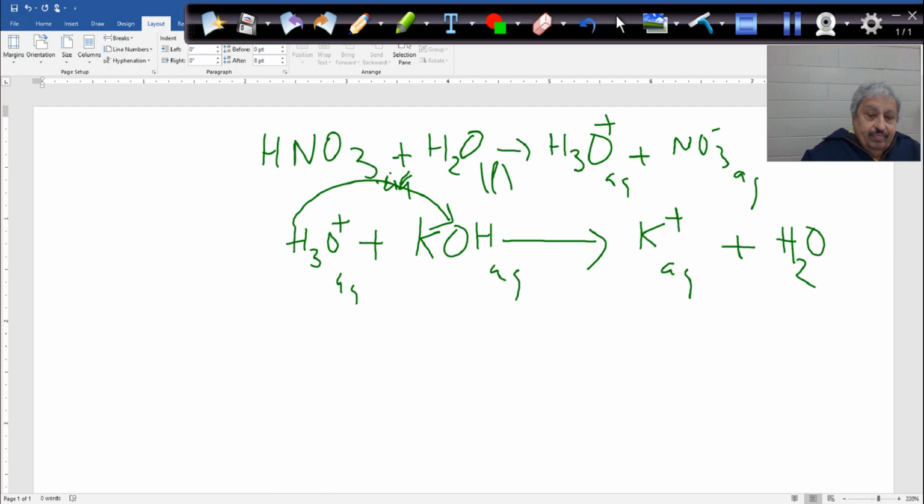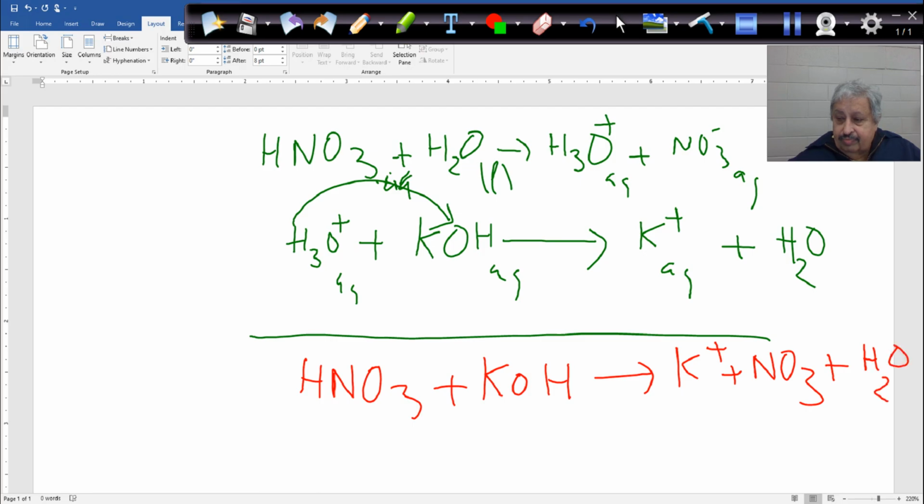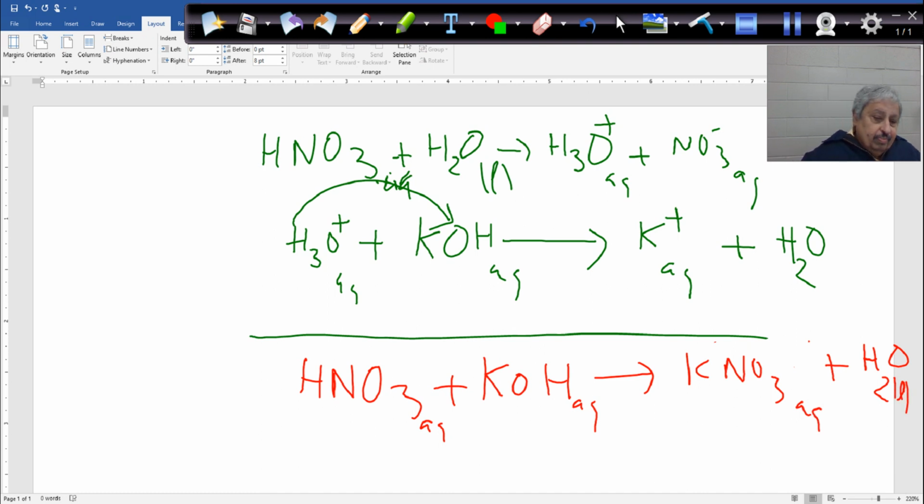So if I have the reaction here, just show the reaction here. Nitric acid plus potassium hydroxide will give you potassium nitrate plus H2O. Okay, guys. So if you take all this here, this is aqueous, and KNO3 is aqueous. This is liquid.